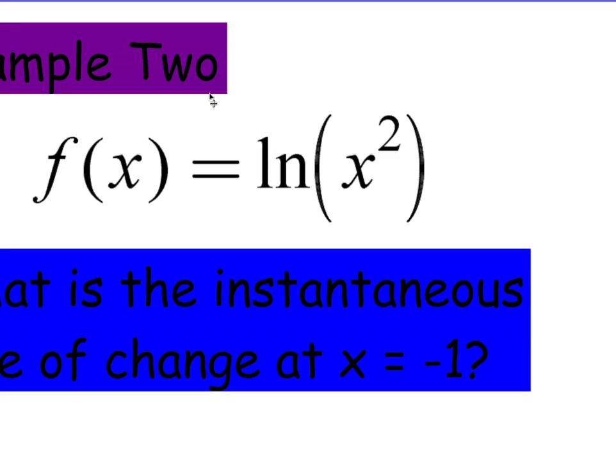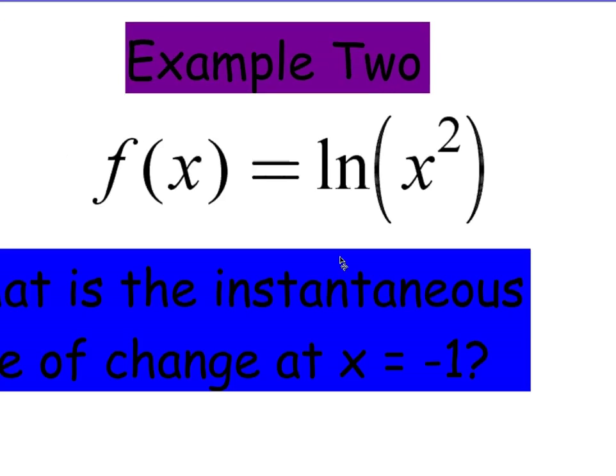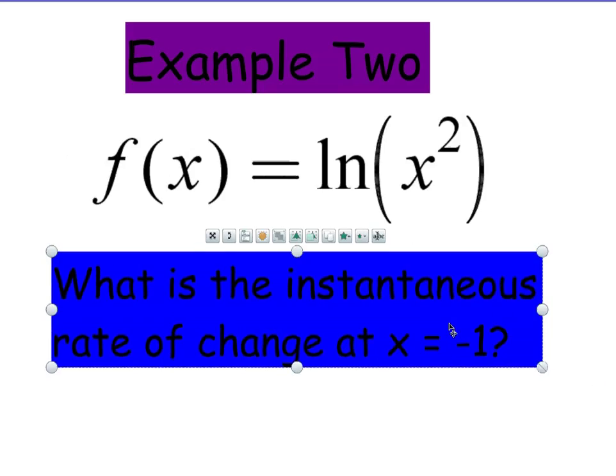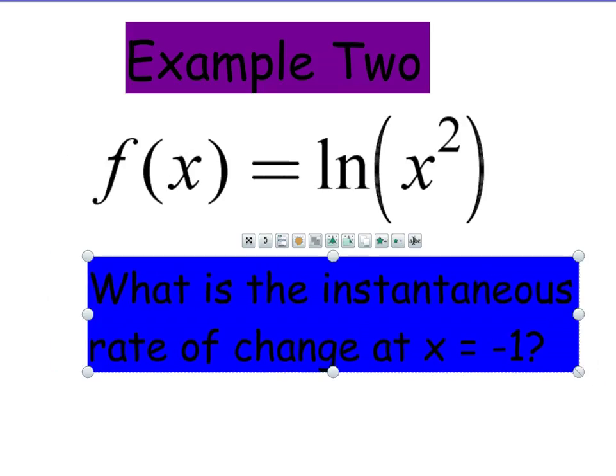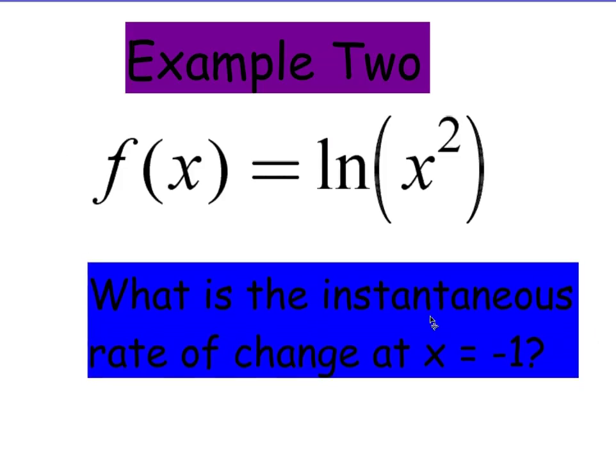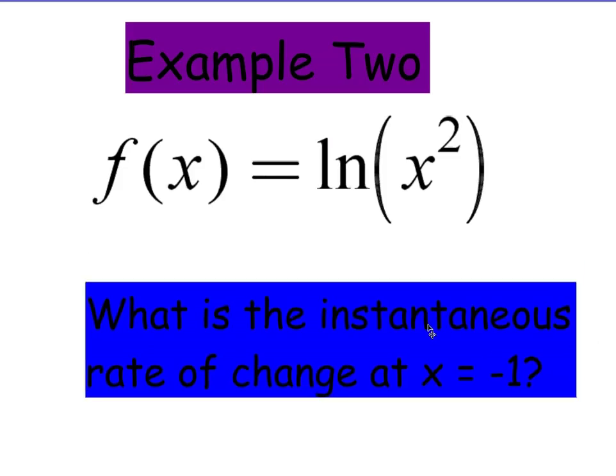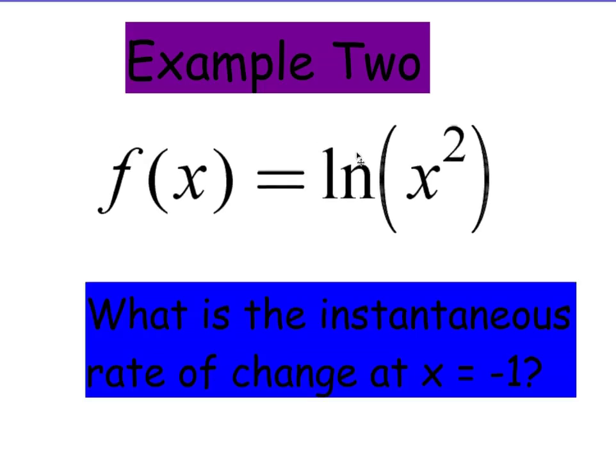So for example 2, we have natural log of x squared. Okay, so what's the instantaneous rate of change at x equals -1? Different wording, but it still means the derivative, right? It still means the slope of the tangent line. So step 1 is going to be the same. You can find the derivative of that.